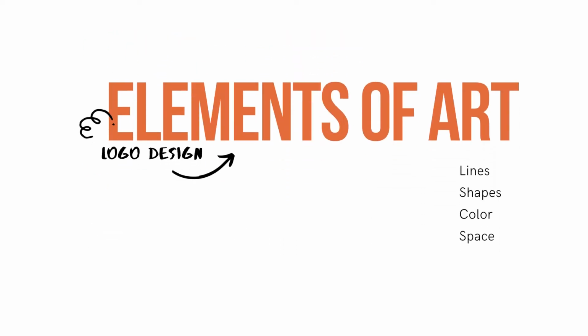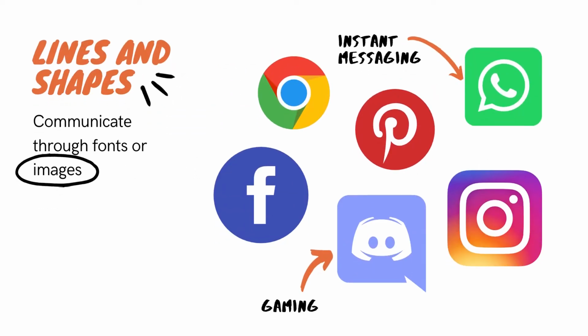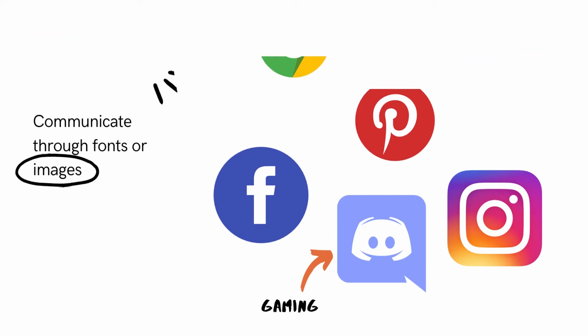Let's apply the different elements of a logo, starting with lines and shapes. Take a look at these examples. Each line or shape, though simple, helps communicate the product or service of that company through fonts or images.